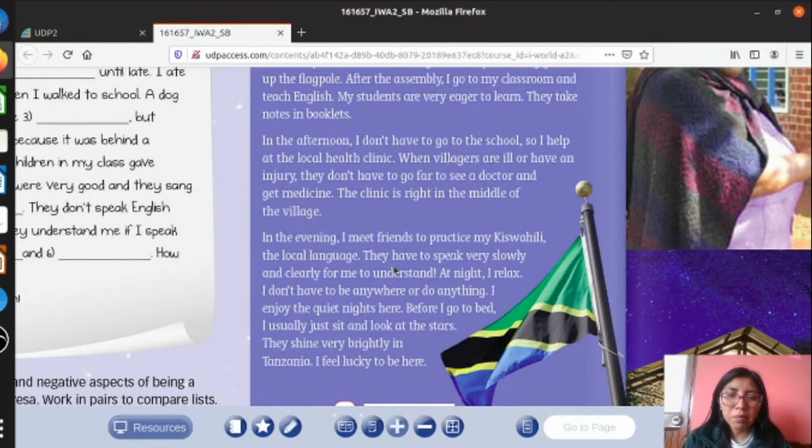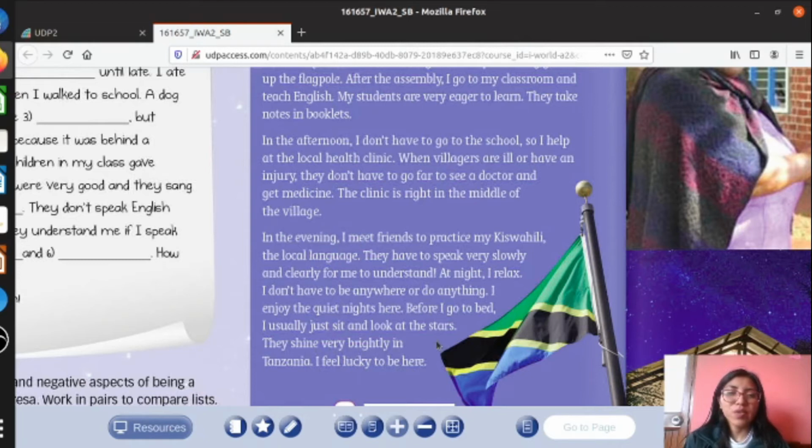In the evening, I meet friends to practice my Kiswahili, the local language. They have to speak very slowly and clearly for me to understand. At night, I relax. I don't have to be anywhere or do anything. I enjoy the quiet nights here. Before I go to bed, I usually just sit and look at the stars. They shine very brightly in Tanzania. I feel lucky to be here.